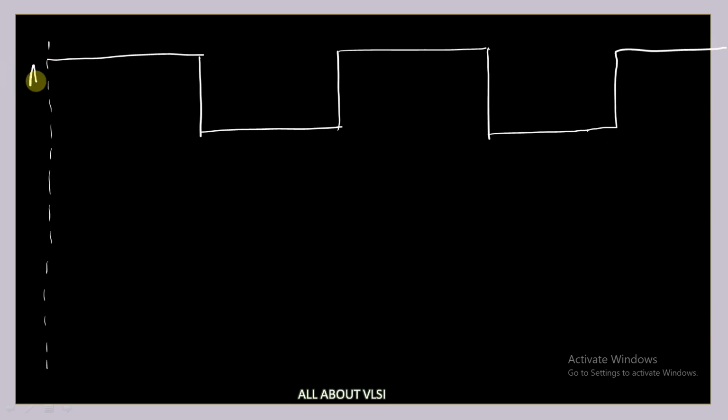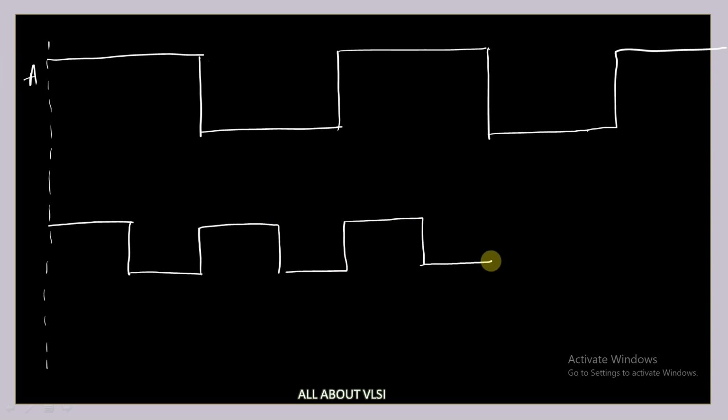So this is my A. Okay, and what is my B bar? So B bar is high for half cycle and it is again 0, and again it is 1, and again it is 0, 1, 0, 1, 0, 1, 0. Okay, so this is my B bar.